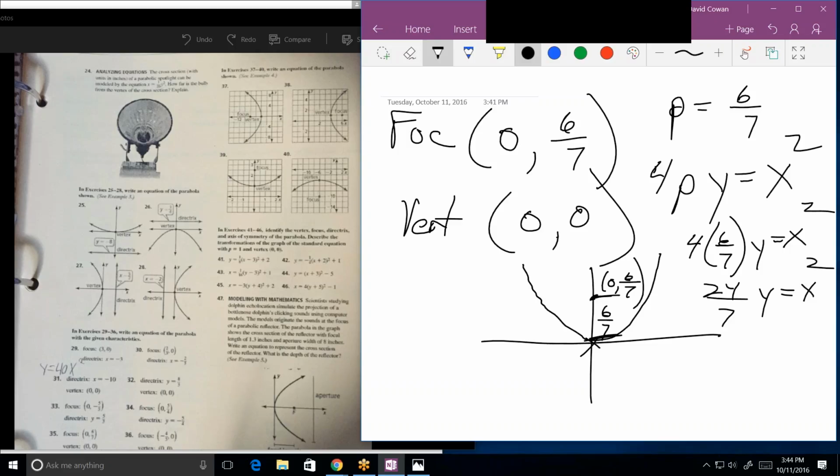In other words, the only thing they're asking for is to write an equation of the parabola. They didn't say put it into y equals some form. They didn't say put it in vertex format. If they don't say put it in vertex format, then you can put it in this format here. In fact, that's probably the one you want to put it in. I would prefer this format to y equals 7/24 x squared.